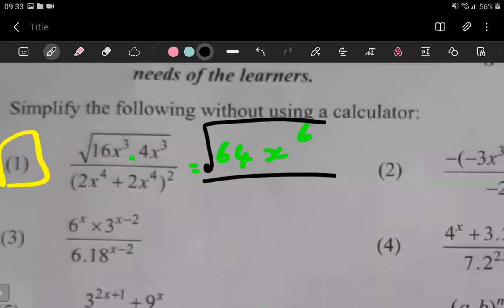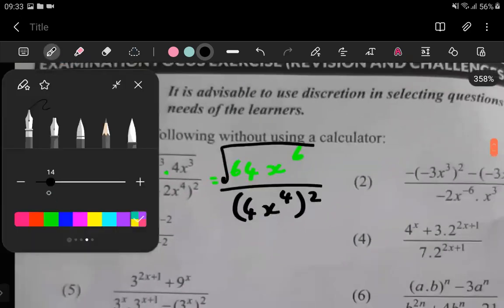Same here at the bottom, these are like terms. 2 plus 2 gives you 4. And then to the power 4, because those are like terms, remember. Now that we have done what we have done, we can now deal with the square root symbol.